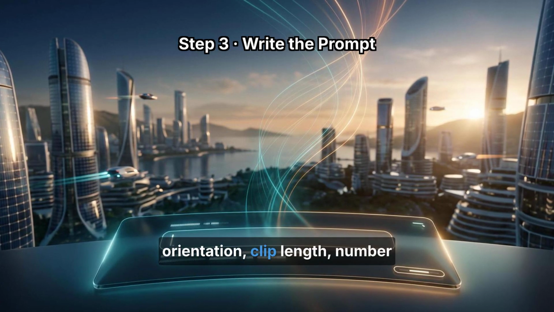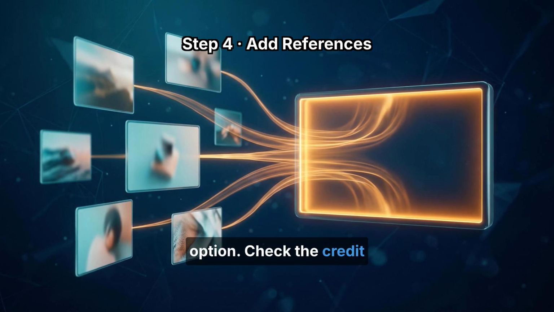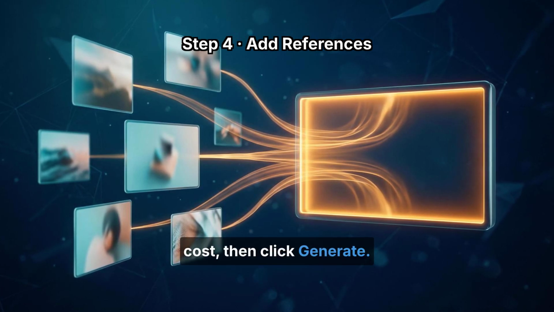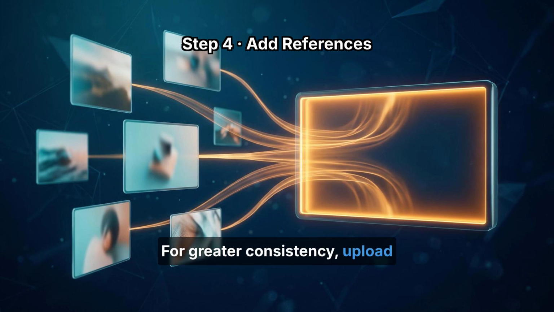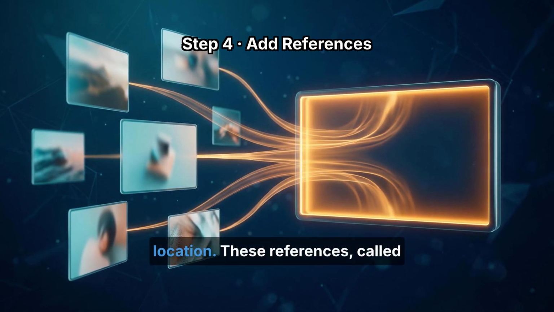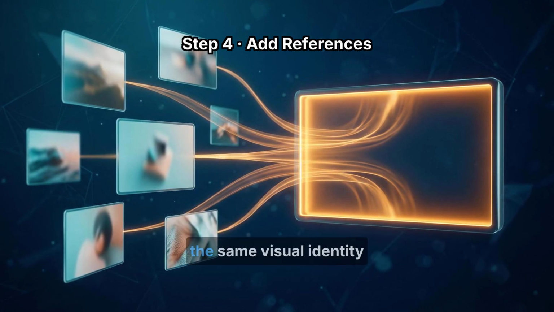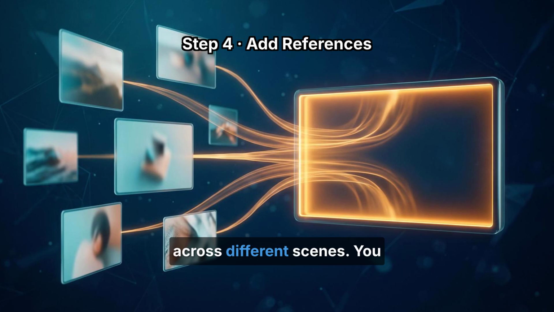Select the orientation, clip length, number of outputs, and quality option. Check the credit cost, then click Generate. For greater consistency, upload reference images for your character, product, object, or location. These references, called ingredients, help Flow maintain the same visual identity across different scenes.